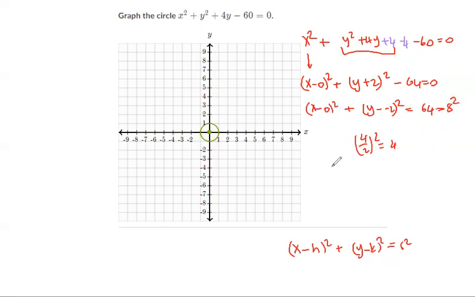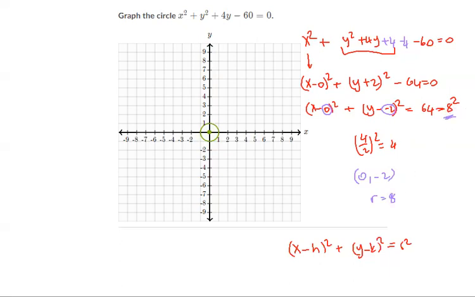So from there, you can see the center is 0, comma, -2. So that is my center. And then the radius is just this guy, which is 8.